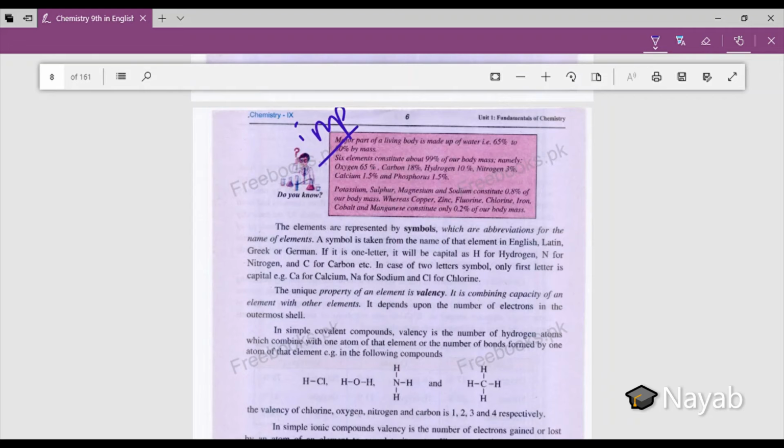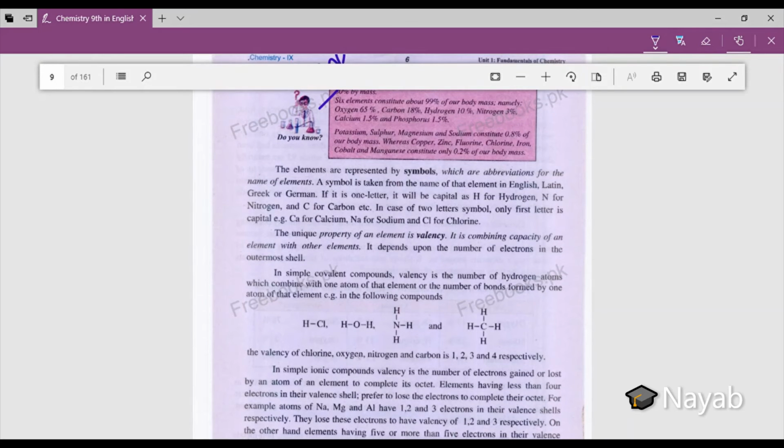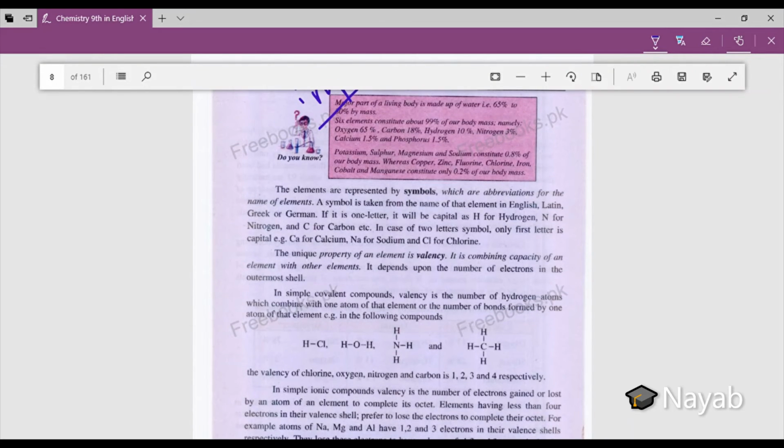Okay. So what are these elements known as? These elements are also known as bioelements because these elements are present in the body of living organisms. Okay, so let us read one by one. The first one is oxygen 65%, carbon 18%, hydrogen 10%, nitrogen 3%, calcium 1.5%, and phosphorus 1.5%. There is no trick to learn these percentages, you just learn them and keep them in mind. Okay, so these are elements that cover the 99%.